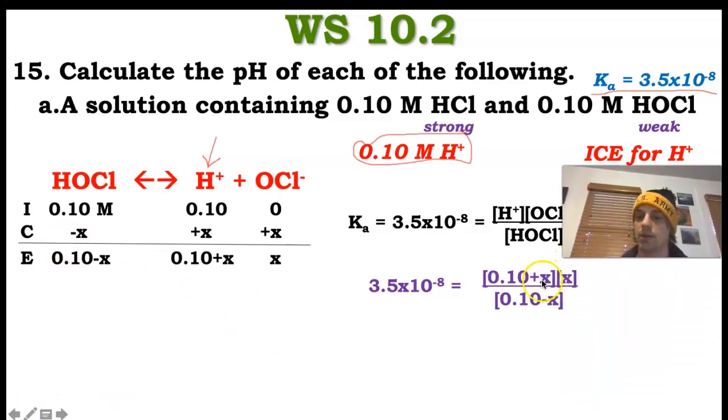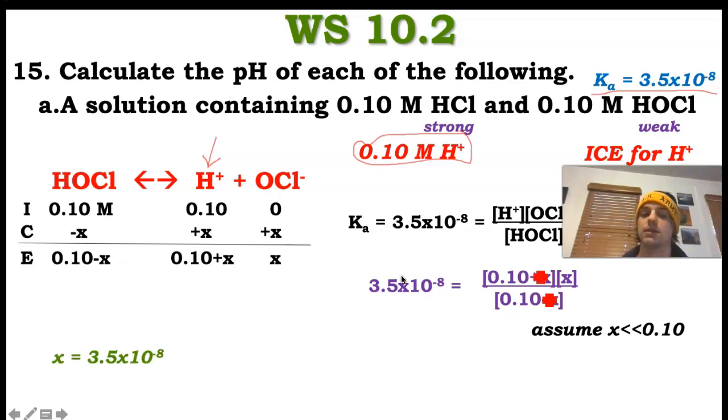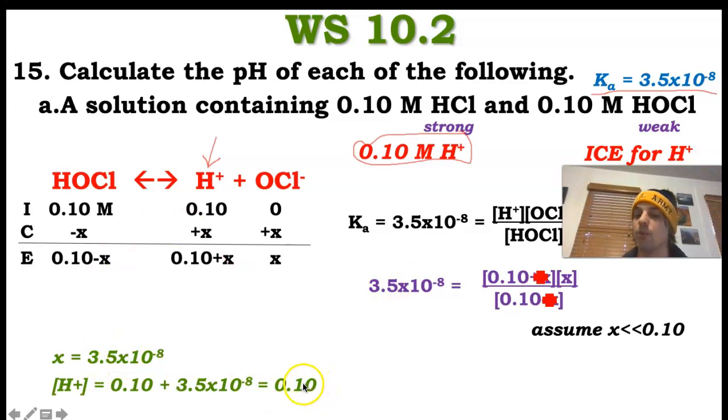Hopefully, we can say I'm going to ignore this x and this x, cross them out, and I'm going to assume x is much, much smaller than 0.1. I could prove it using the 5% rule. I can just assume x is much smaller than 0.1. Now I'm solving for x. X is that. Now, for my hydrogen ion concentration, 0.1 plus this tiny number is 0.1.